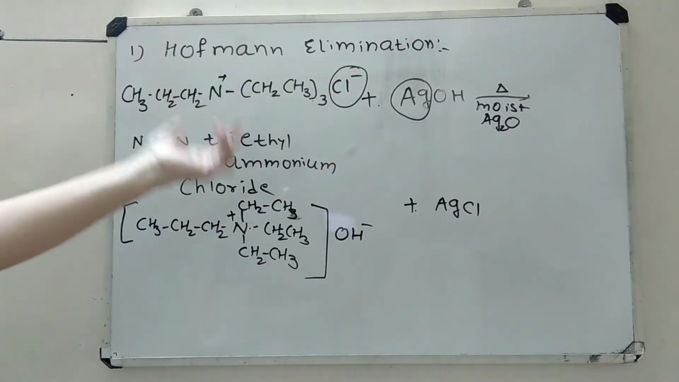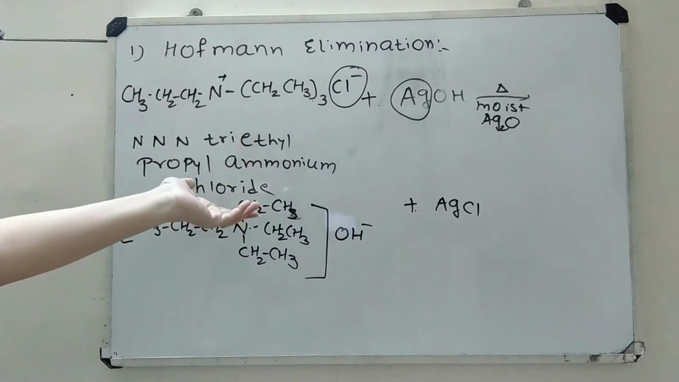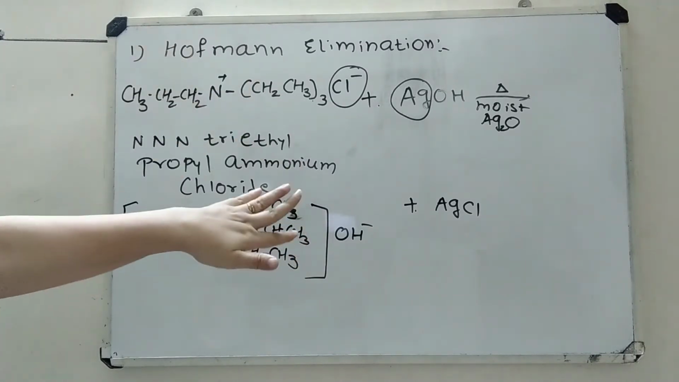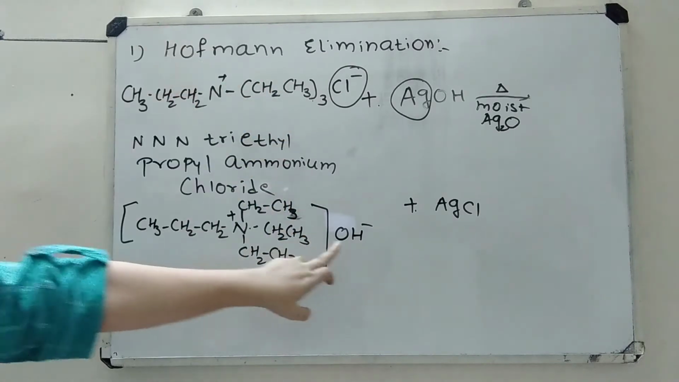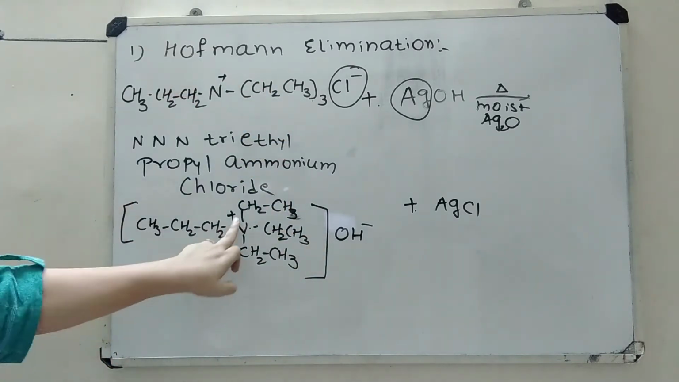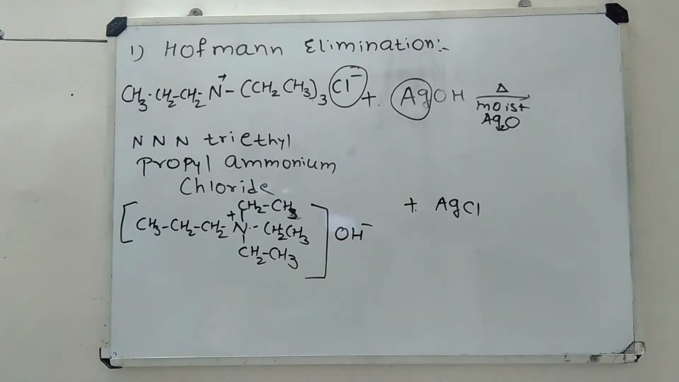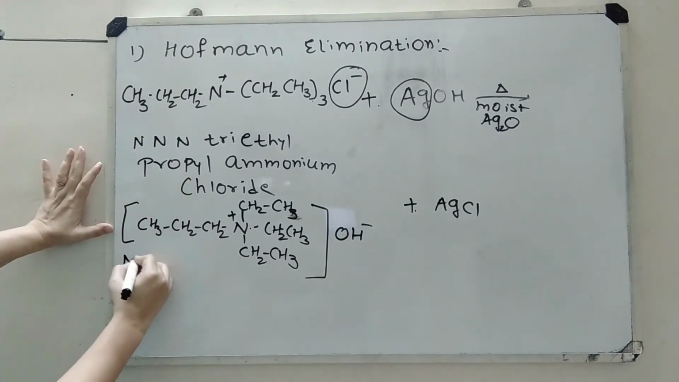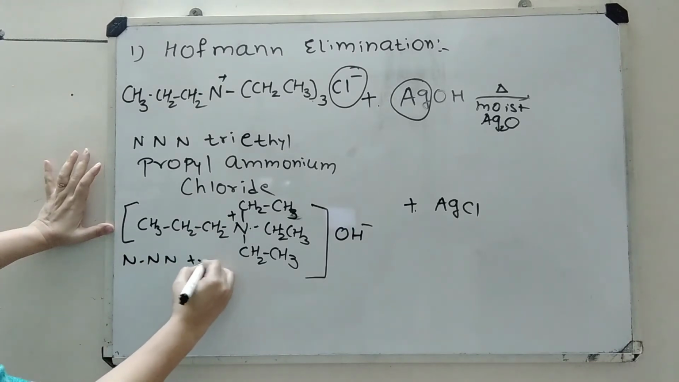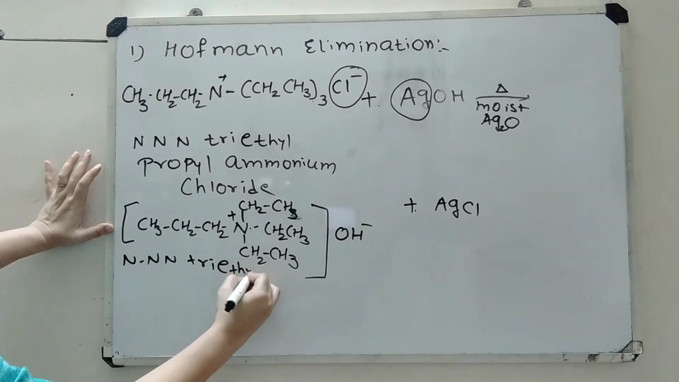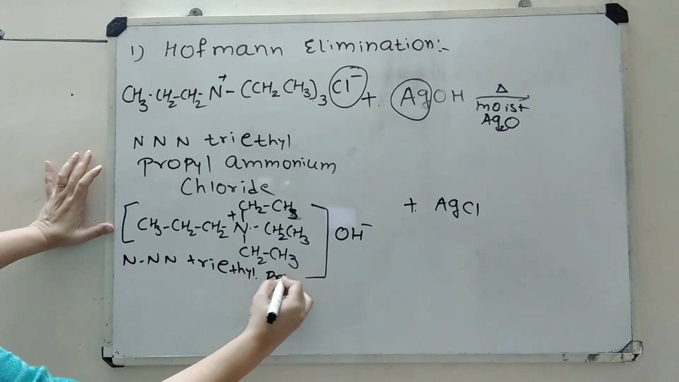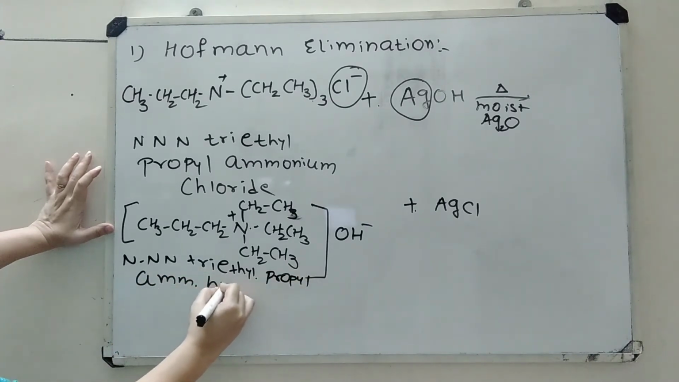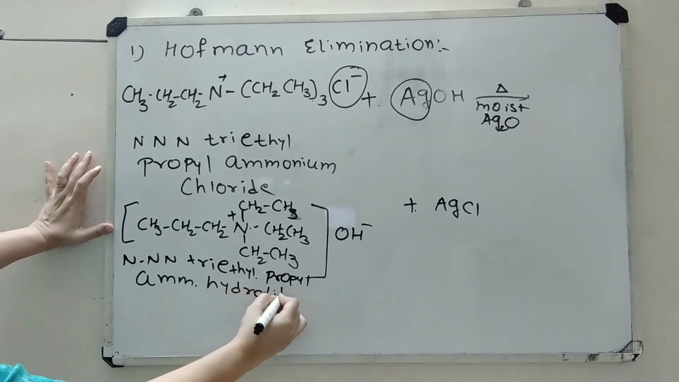So we only have to replace this chlorine group by this OH group. Cl is the leaving group and OH is the attacking nucleophile. Cl is replaced by Ag, and in that place we just put the OH. So this full part has a plus sign and this has a negative sign, and it is known as N,N,N-triethyl propyl ammonium hydroxide.